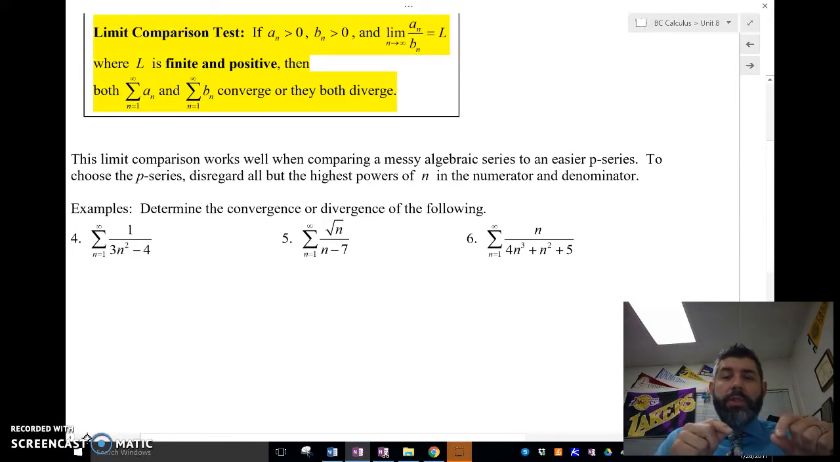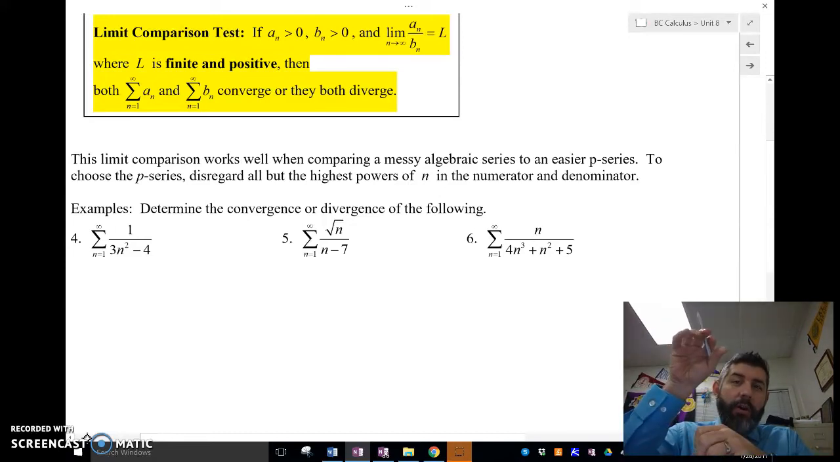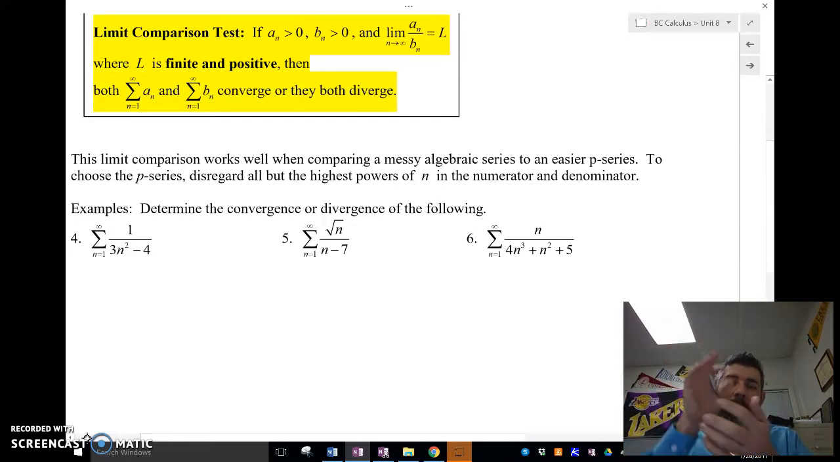So when we choose our p-series, we're going to disregard all the stuff in the series except for the highest powers of n in the numerator and the highest powers of n in the denominator. We're going to take those and simplify, and that's what we're going to compare it to, if that makes sense. So let's take a look at some examples.